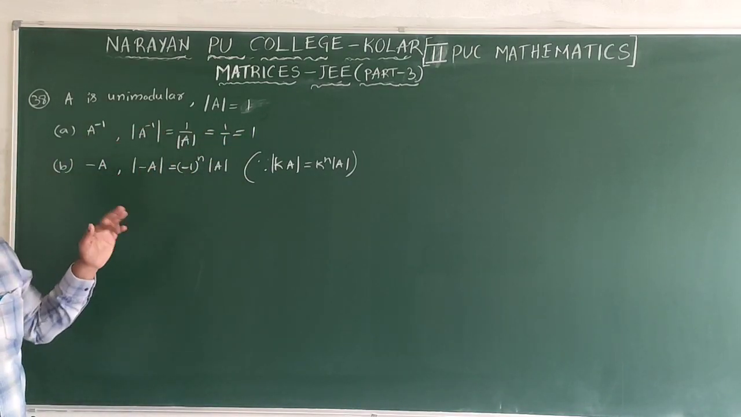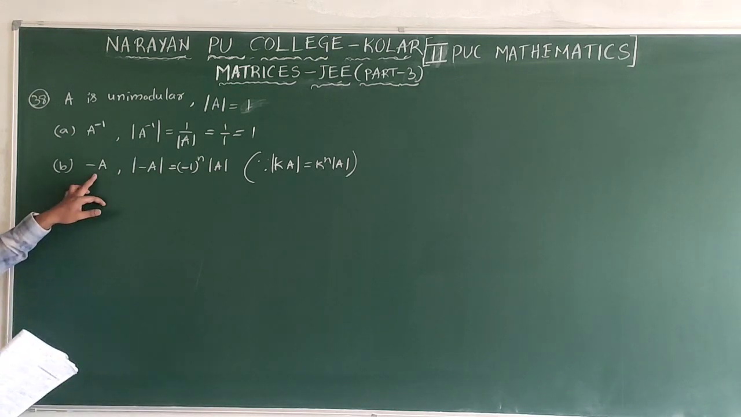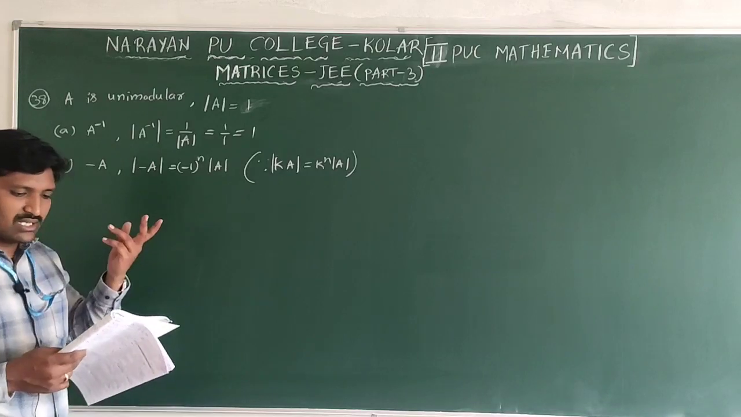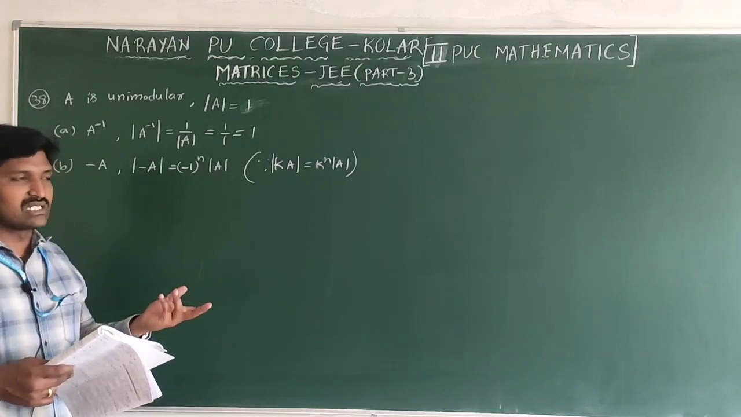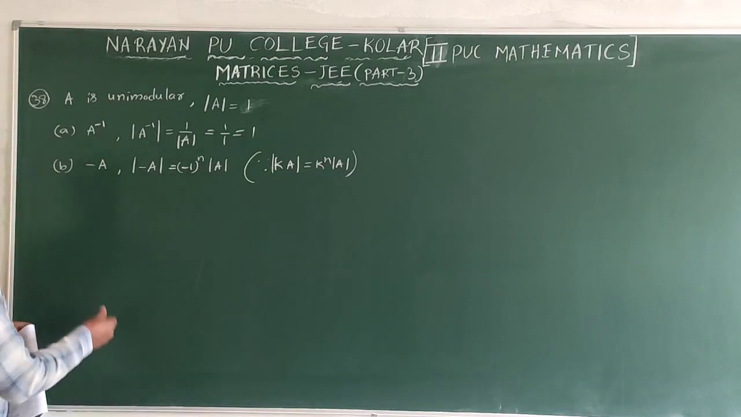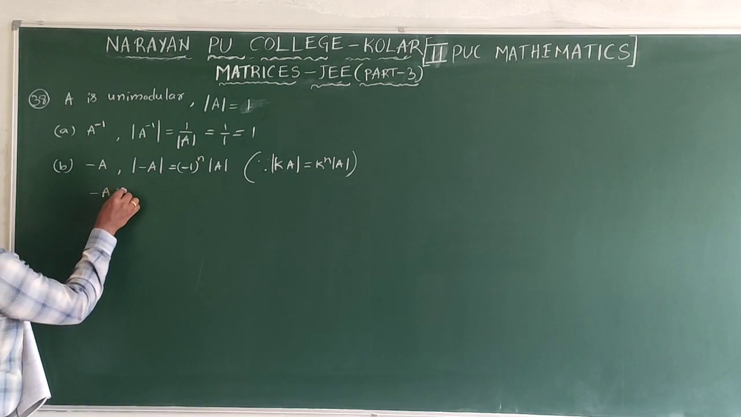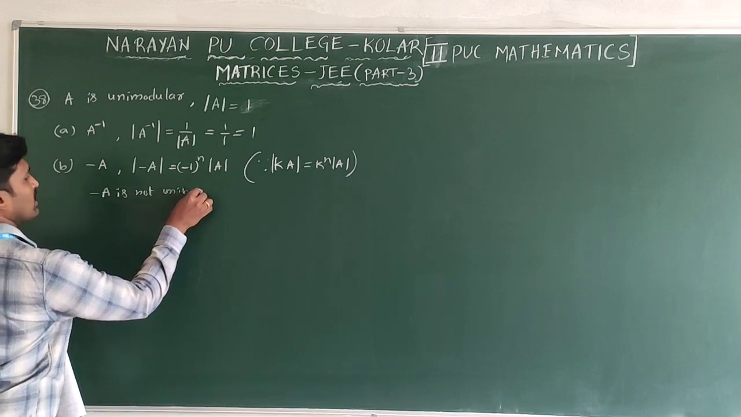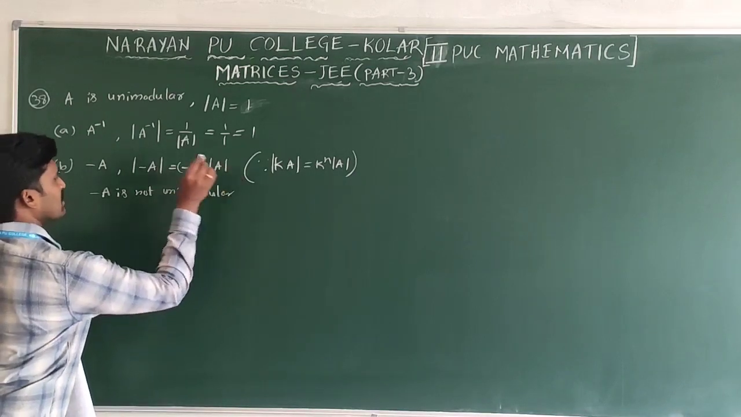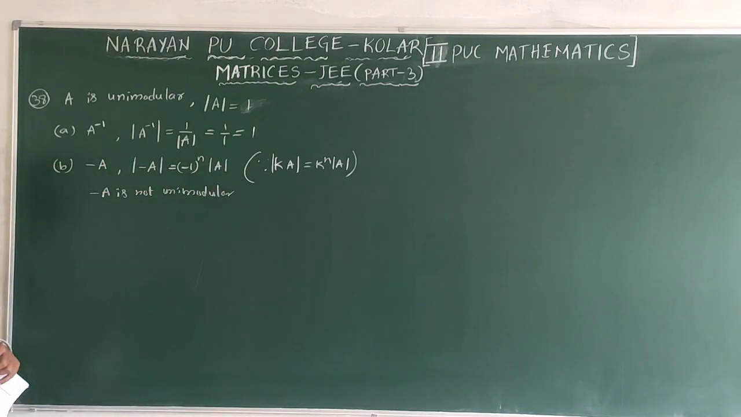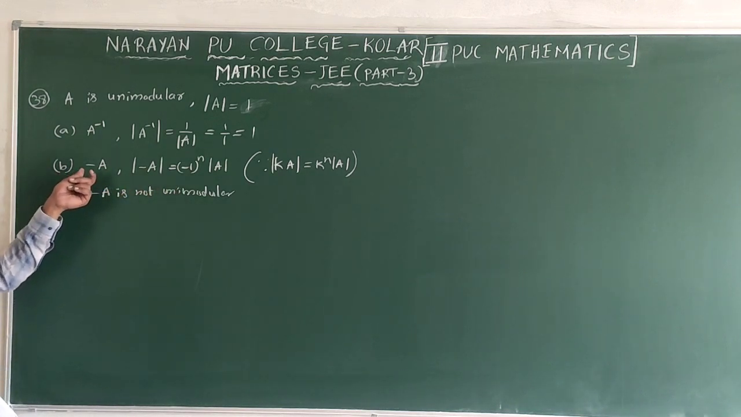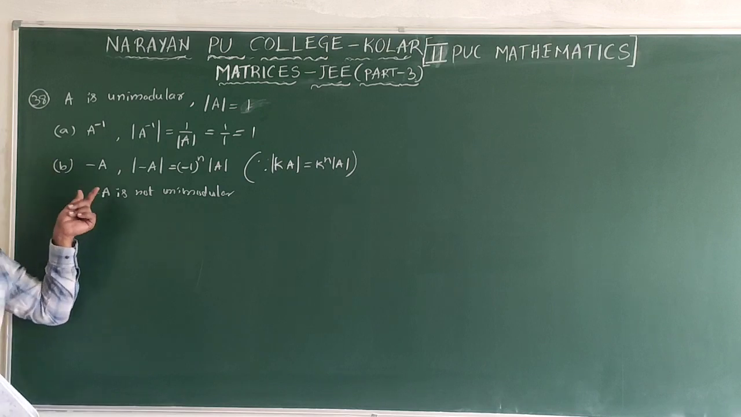We need to check which is not necessarily unimodular. Here we got minus 1 whole power n into det A. The order n is not mentioned, so we don't know it. That's why minus A is not necessarily unimodular for the given term, because we don't know the order n. So we can clearly say that minus A is not unimodular.